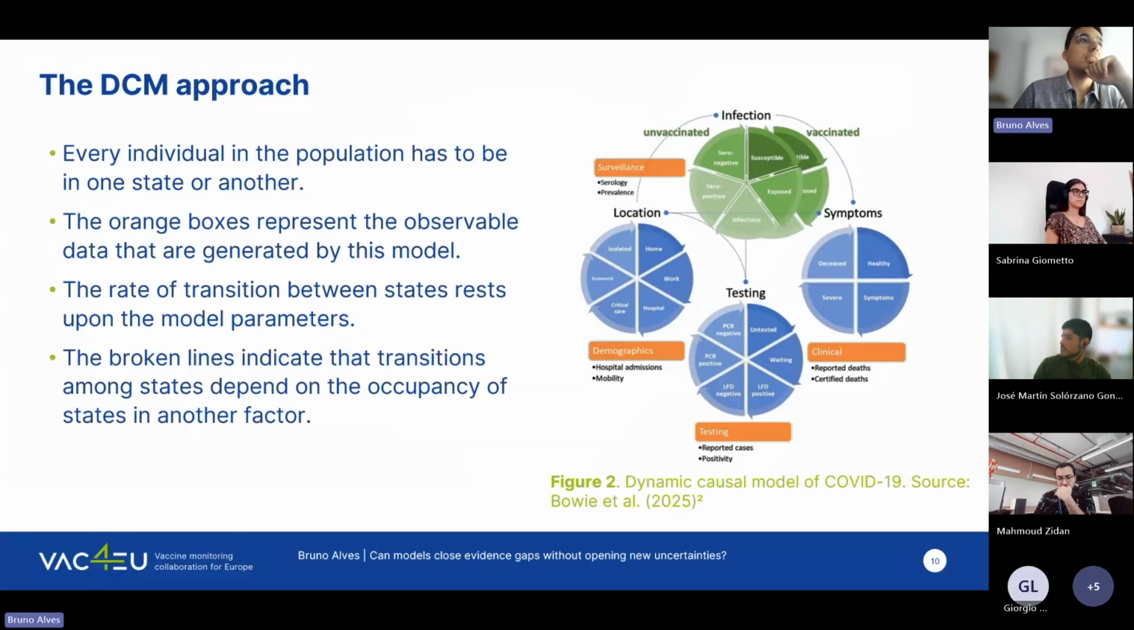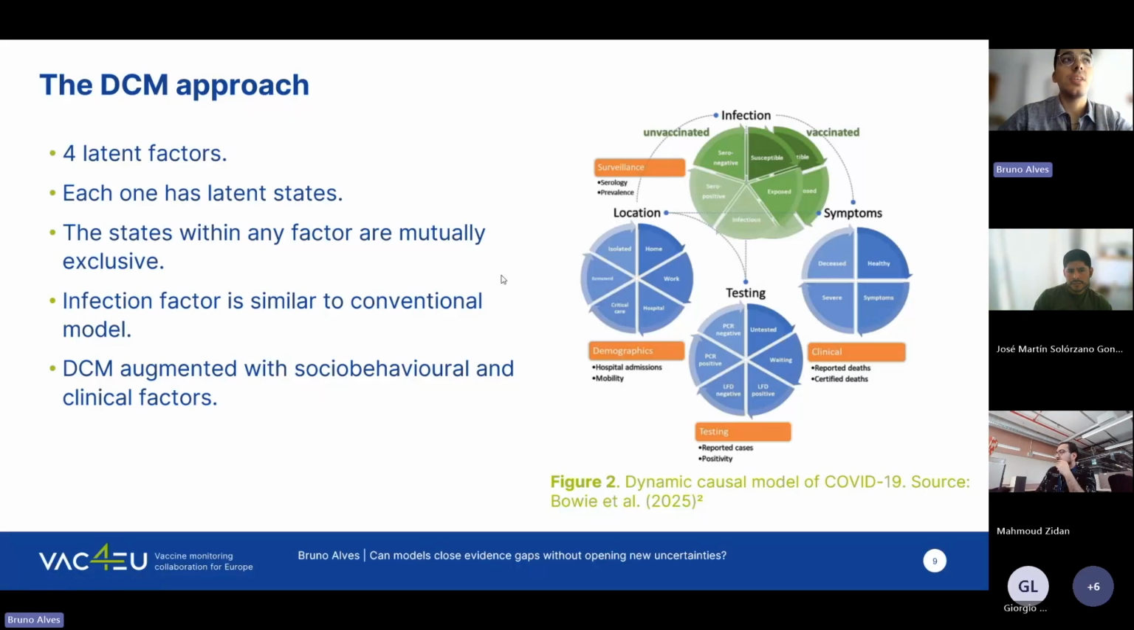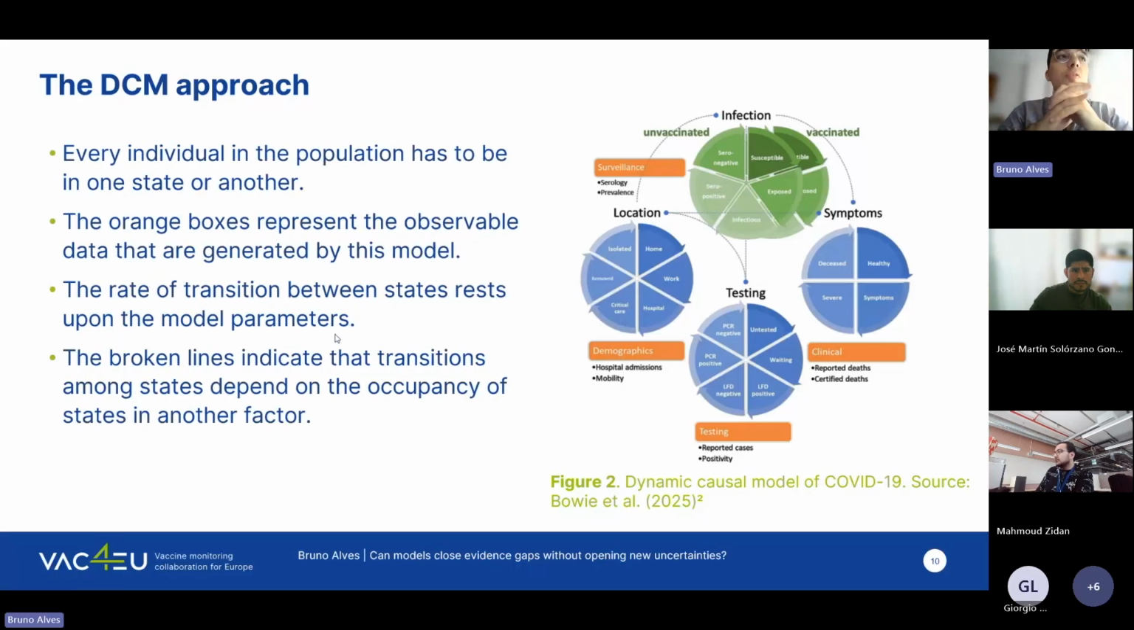So the assumption here, and I will return to it, is that each person in the UK, in this case, is in a specific state on each factor. So it's in a specific state on the infection factor, a specific state on the clinical factor, and so on. But it cannot be in two or three states on each one of these specific factors. So they are mutually exclusive. And the parameters behind this model show us the rates of transition between each one of these states.